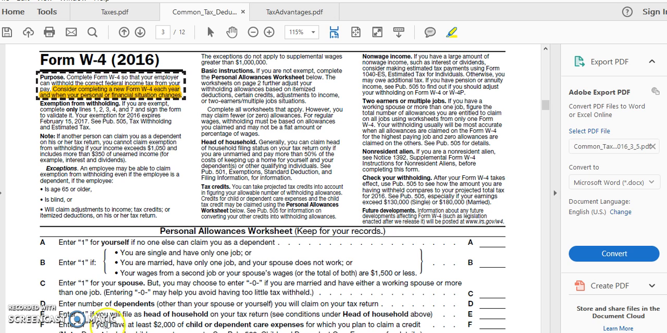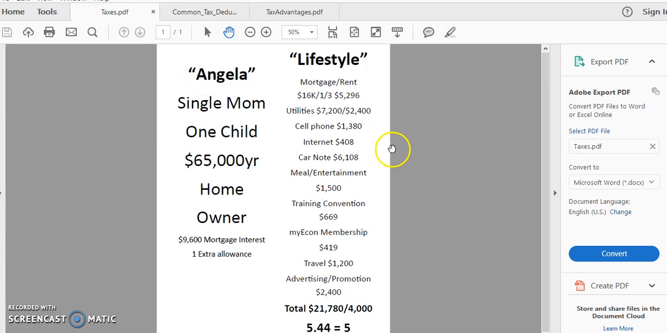So let's get started. For this example, I'm going to use myself when I was in corporate America. So for this example, I'm a single mom. I have one child. I'm going to use $65,000 a year as a salary. And I'm also going to say that I am a homeowner. You don't have to be a homeowner, but I'm going to say I'm a homeowner. And I pay about $9,600 in mortgage interest. Okay.